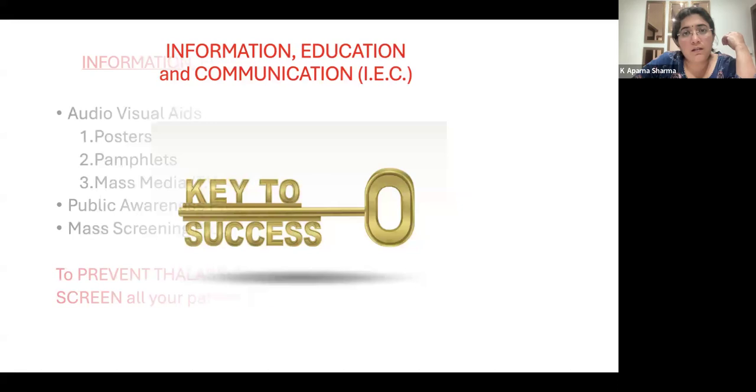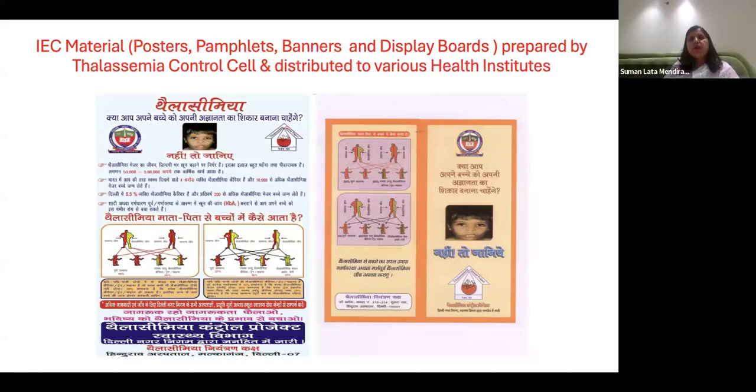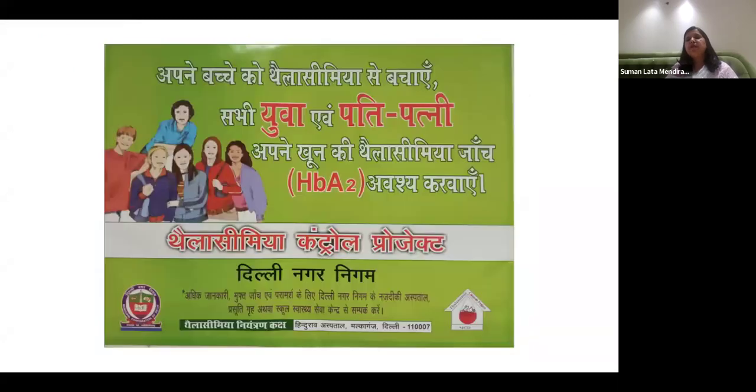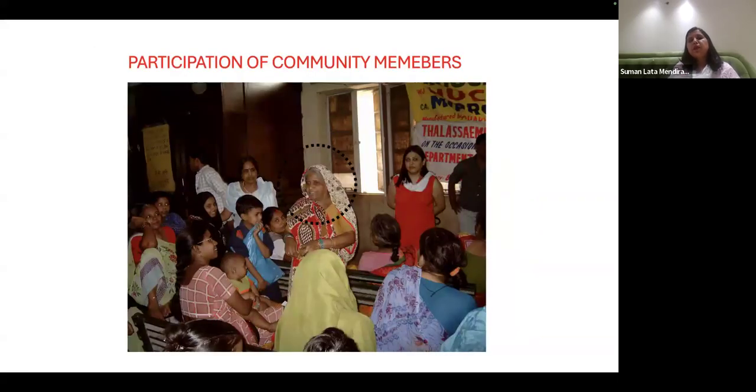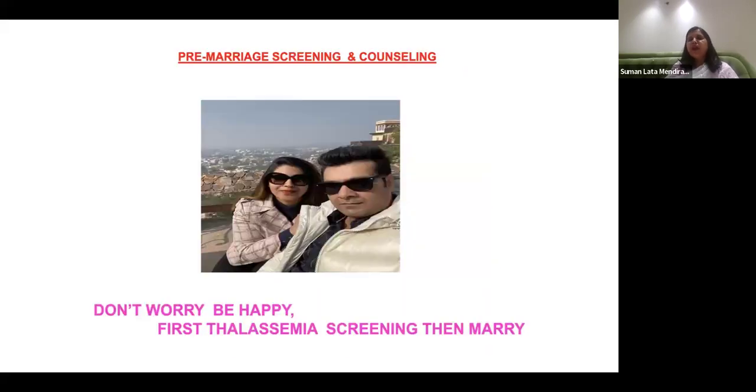So I think these are some of the IEC activities. I have prepared IEC material for public awareness. These are some posters, and these are pamphlets we are distributing. Participation of the community is very important, because in the antenatal clinic, when I see a lady, I identify some active people and train them, and then they propagate the knowledge in their nearby areas. Sometimes she comes to the hospital also, and she tells other patients about thalassemia prevention.